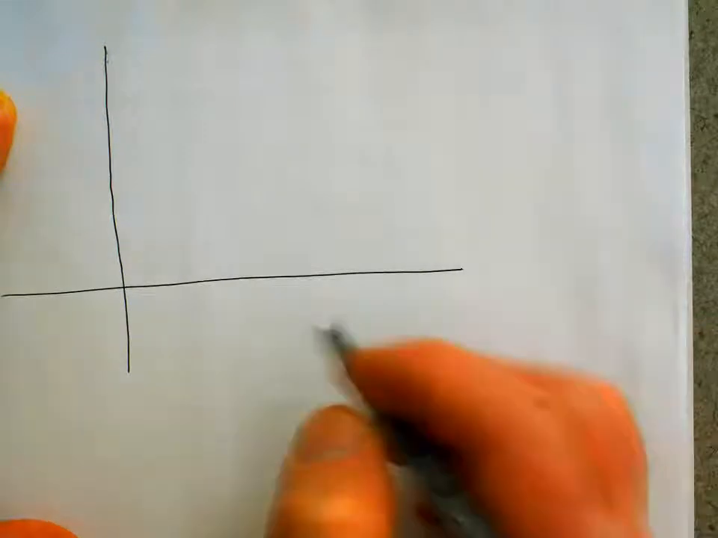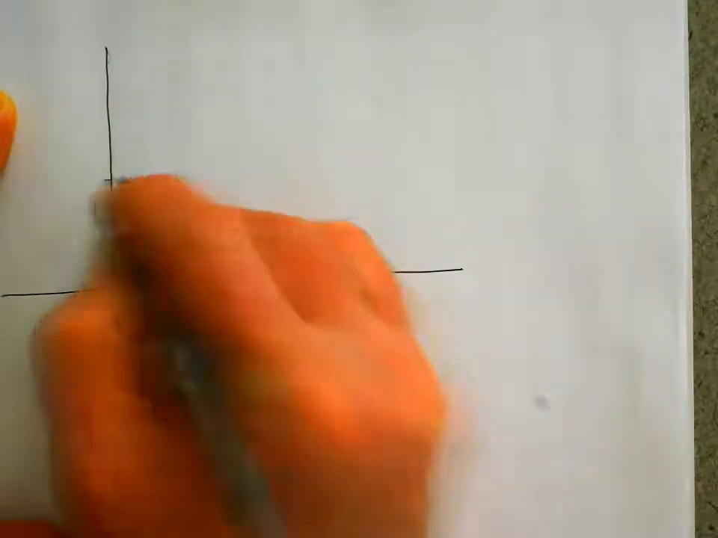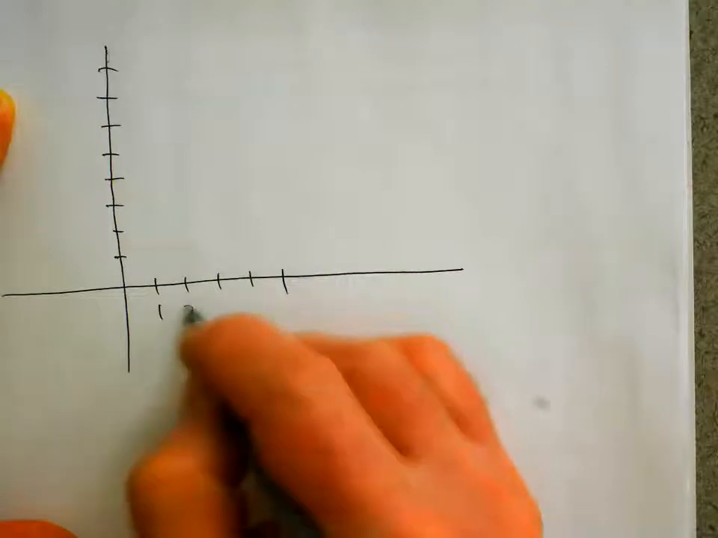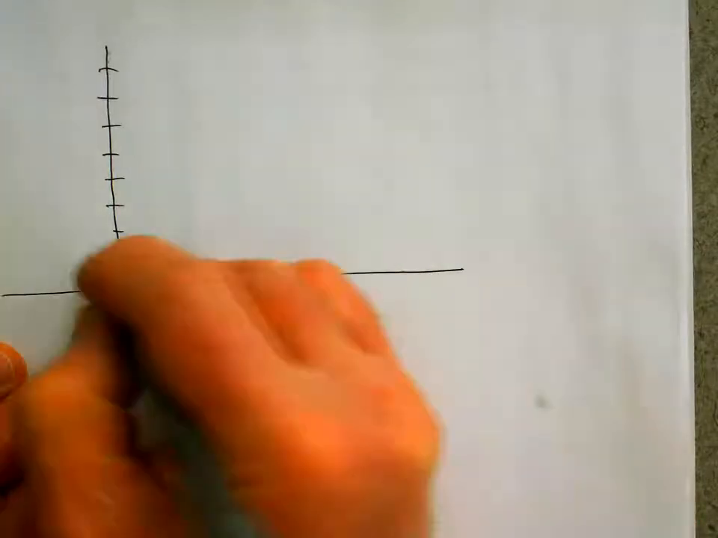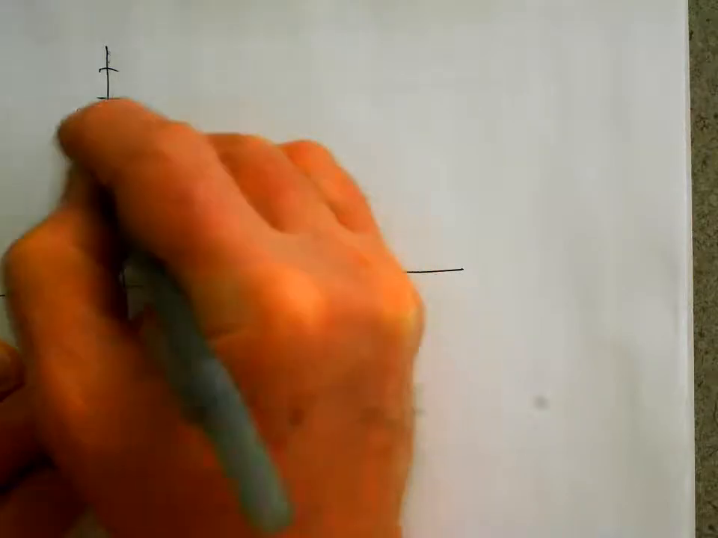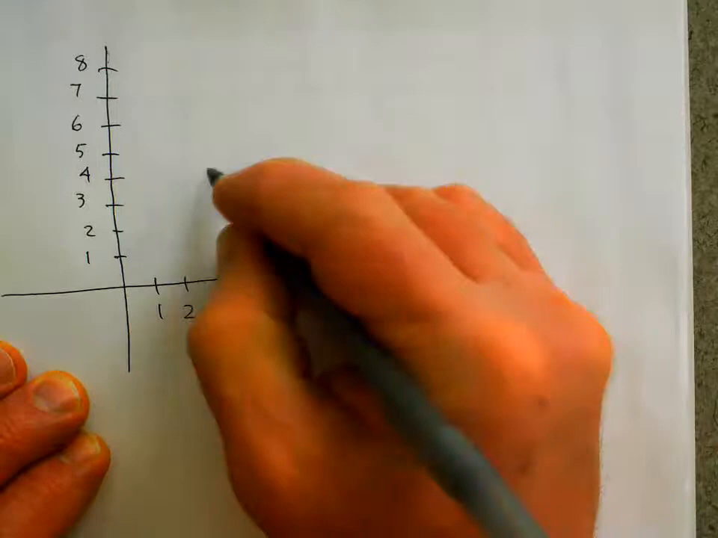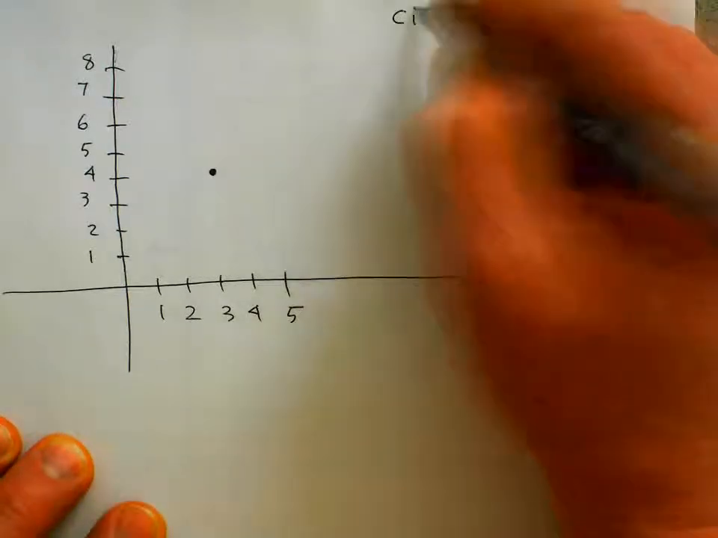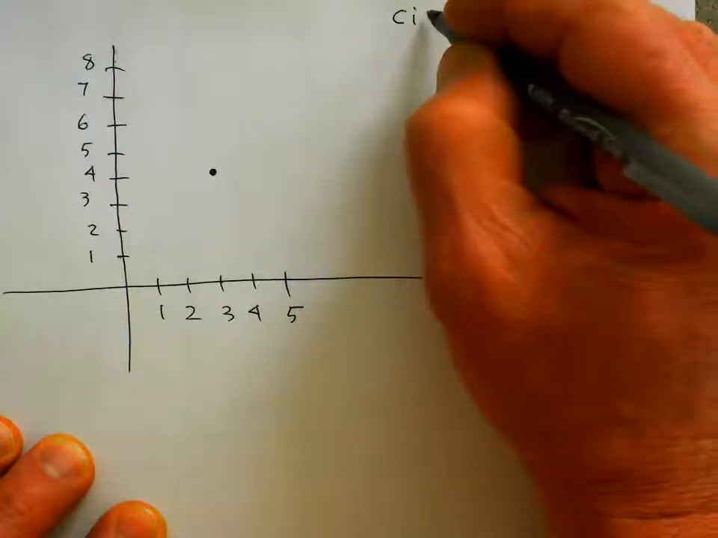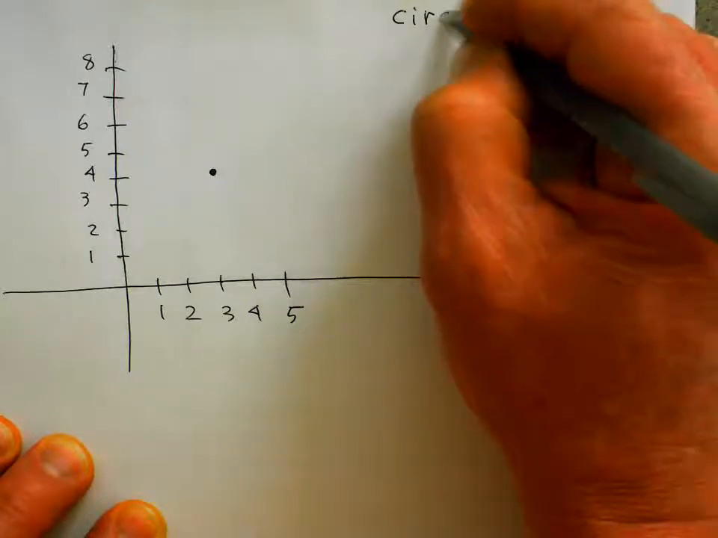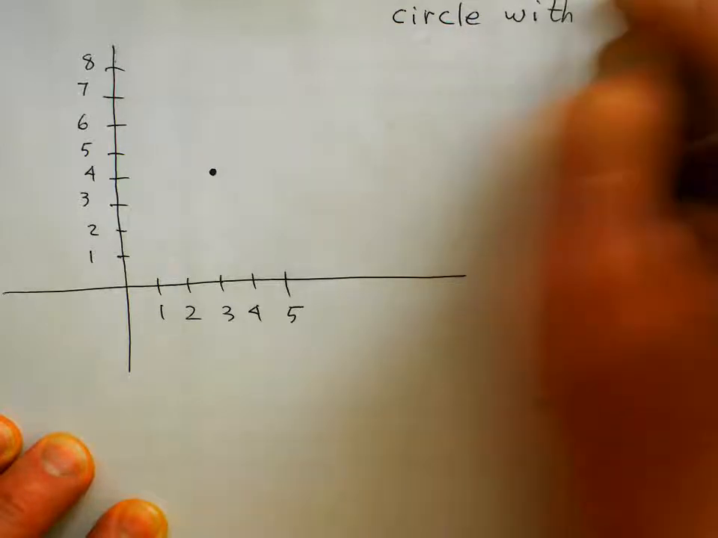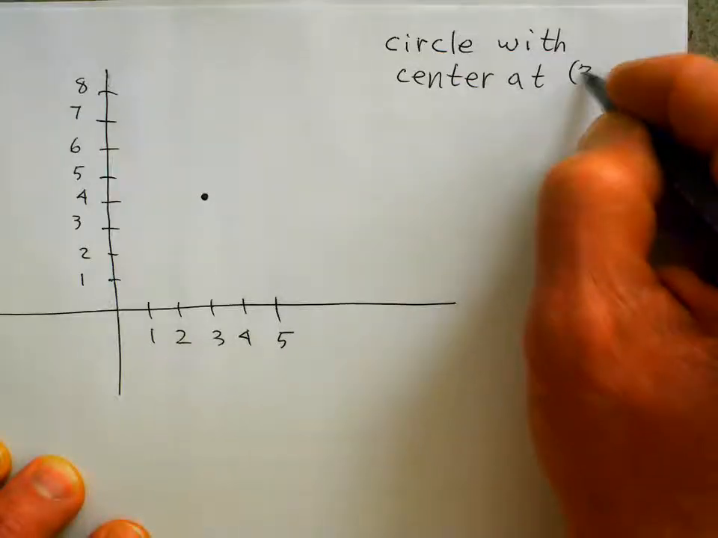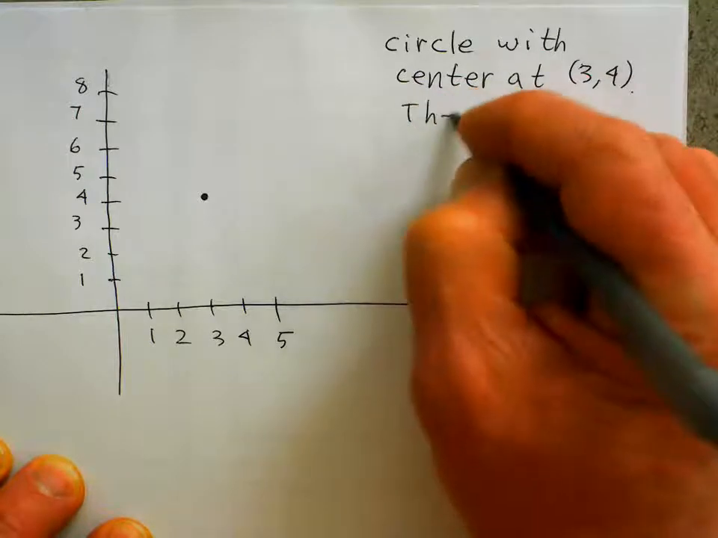So I'm going to plot the point 3, 4. So the point 3, 4, this is the center of the circle. The center is not actually a point on the circle, but it's a reference point. So circle with center at the ordered pair 3, 4. And the radius is 2.